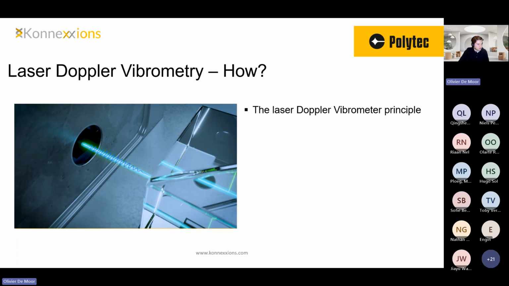So now I will show you a video of how the inside of a laser vibrometer looks like and how the basic principle works.